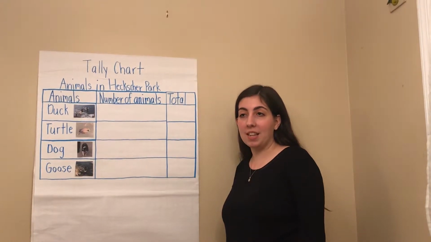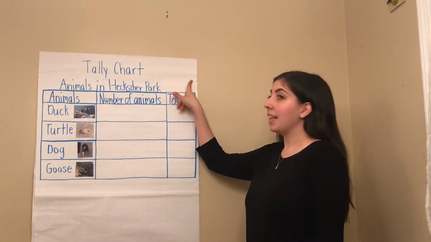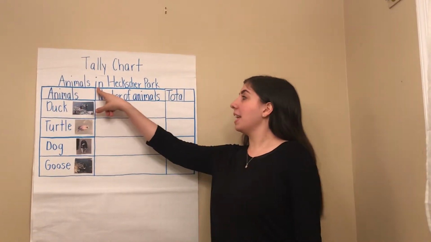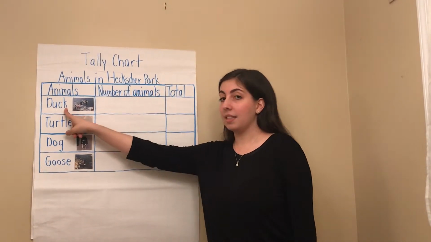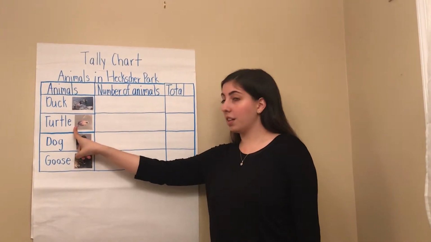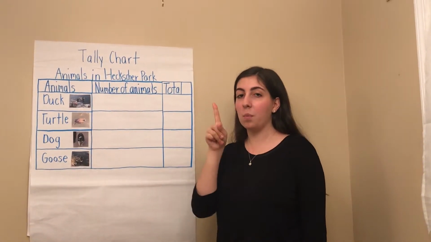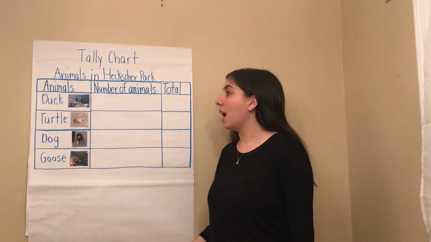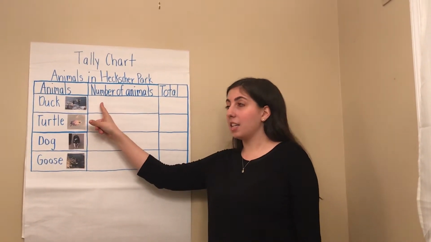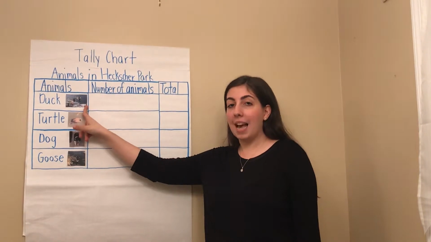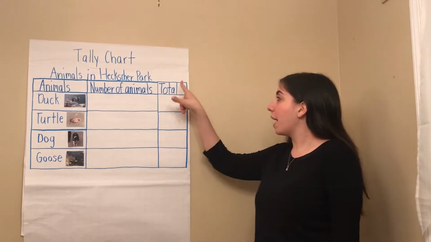Now you will watch the videos. There is a tally chart in your homework sheet. The title is Animals in Hector Park. In the video, you will see ducks, turtles, dogs, and geese, which means more than one goose. Every time you see an animal, you will write a tally on the tally chart next to that animal's category. When you finish tallying each animal, you will write a total.